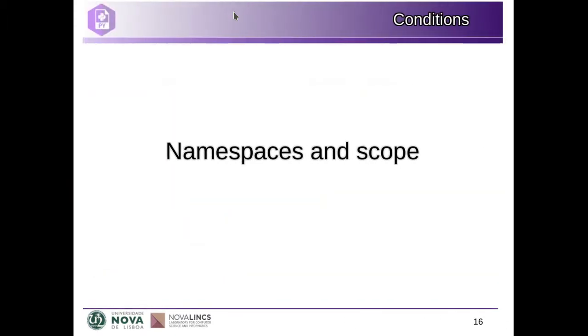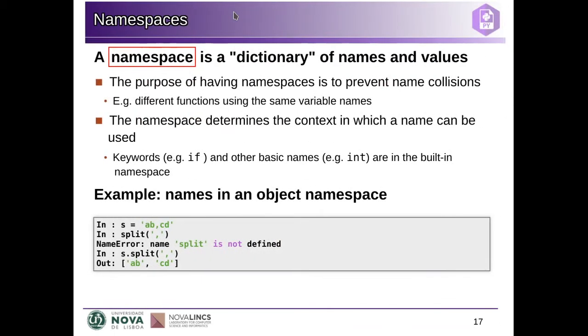Okay, so now let's see this part of namespaces and scope. We saw a bit of this when looking at functions, but now we're going to expand this a bit more to understand how Python works with the scope of the different names and how we can import objects into our modules. So a namespace, you can think of that as a sort of dictionary where Python is storing the correspondence between different names and the corresponding objects.